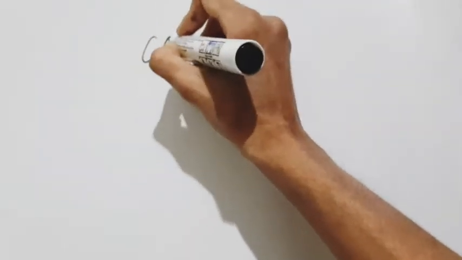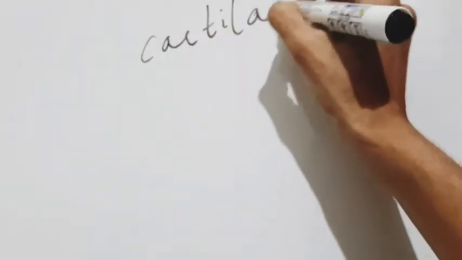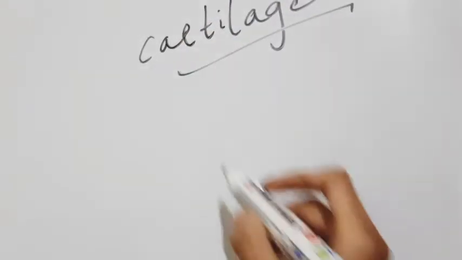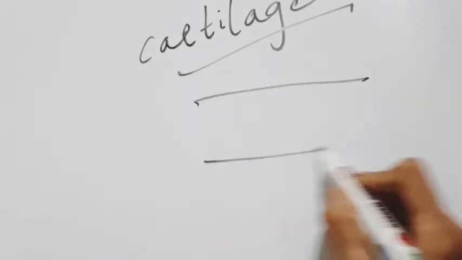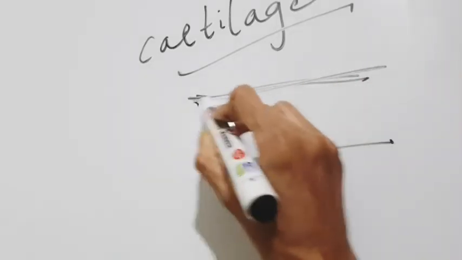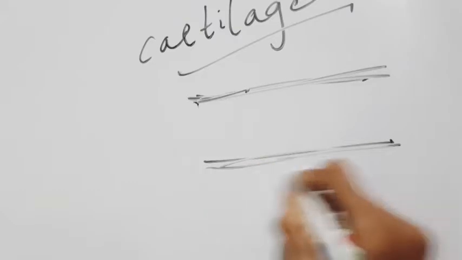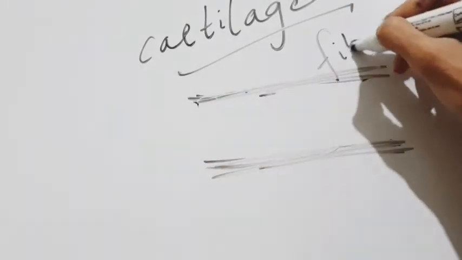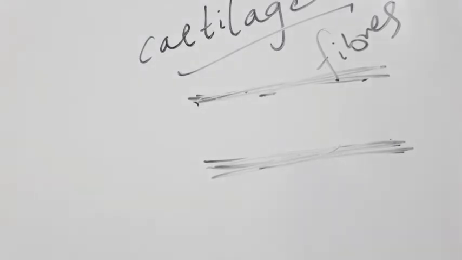So along with the types of the bone, we have cartilage also. Cartilage, I told, is mainly a supporting structure. Suppose this is a bone, cartilage will be there. This cartilage has fibers. Those fibers are called collagen fibers. Okay, collagen fibers it has.